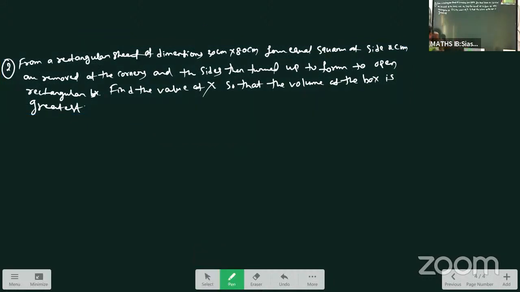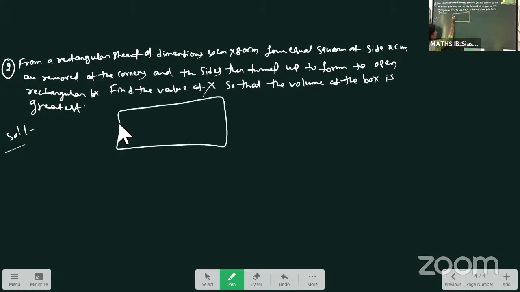Now see, the solution goes like this. First, we have to draw the rectangle. Cut 4 equal parts from all 4 sides of length x. The rectangle dimensions are 30 centimeters by 80 centimeters. If you cut length x from both sides, the left out part becomes 30 minus 2x.